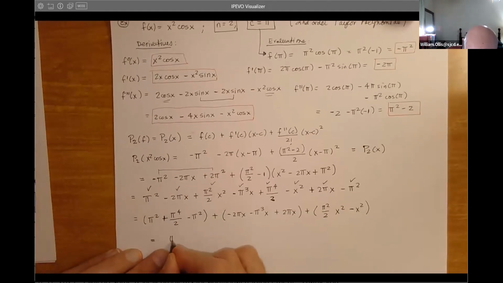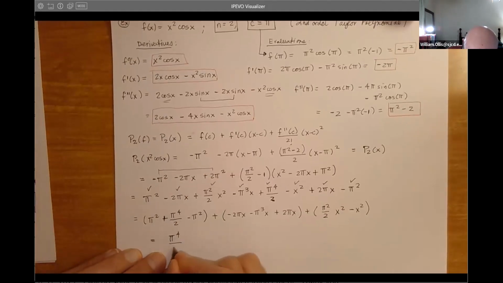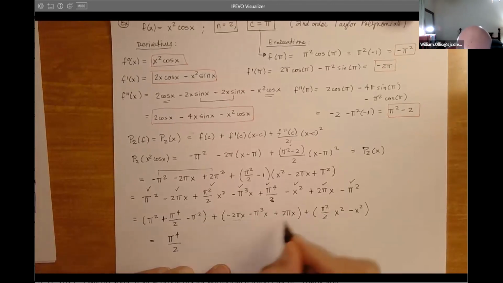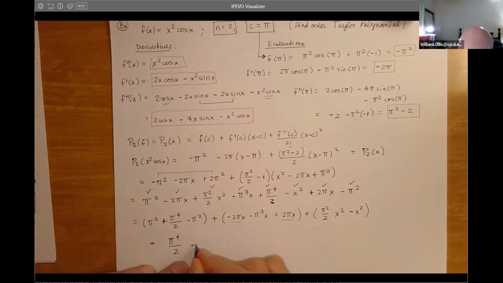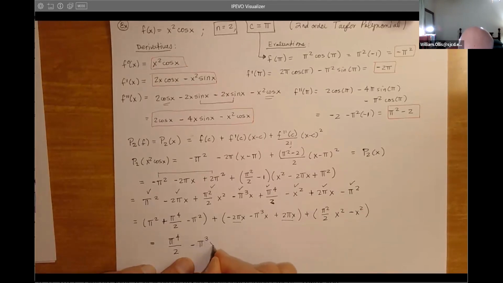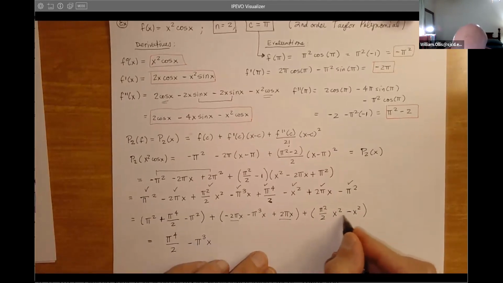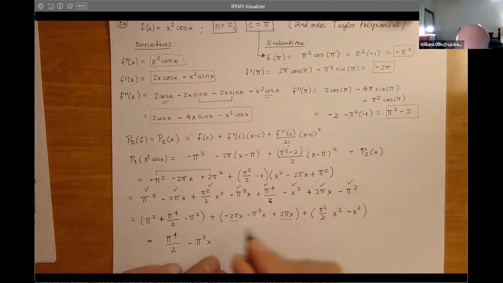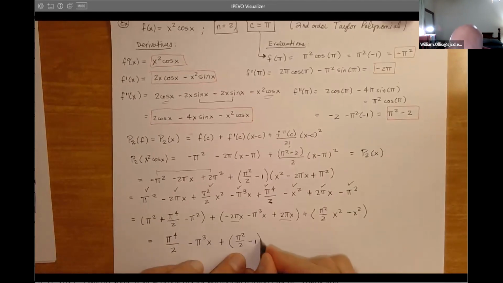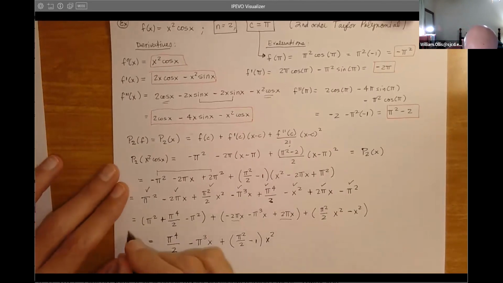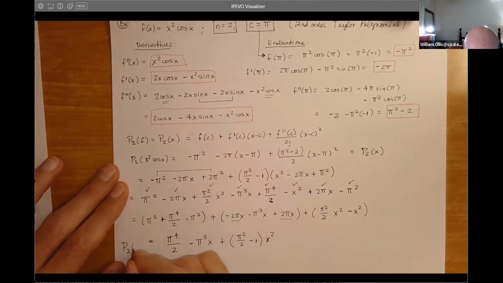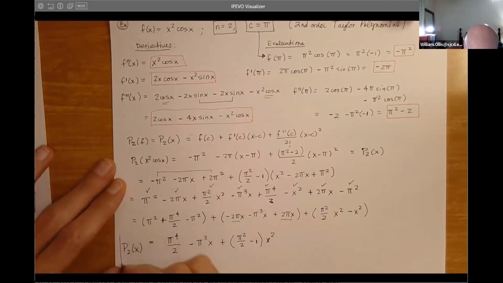This gives us pi to the 4th divided by 2. Now, of course, these absorb, and we get minus pi cubed x. And then, of course, here, the best we can do is just factor the x squared. So we'll get plus pi squared over 2 minus 1 times an x squared. And here is our second degree Taylor polynomial. I'll put the x in now that we can relax a little bit.